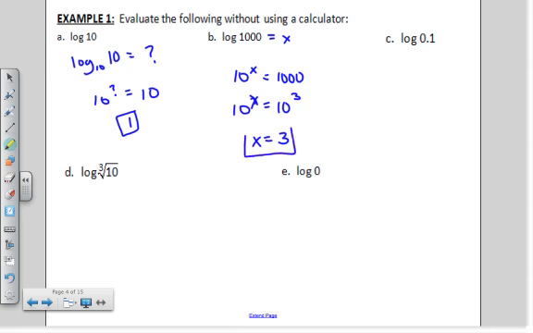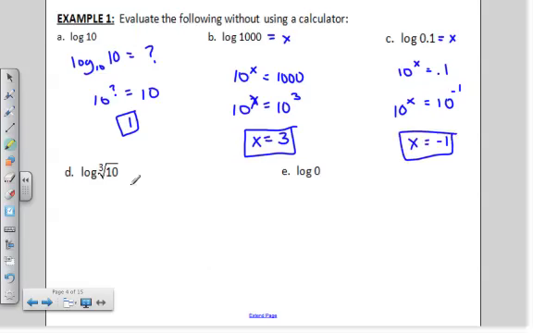Let me silence it. All right, so here I have 10 to what power is equal to x. 10 to what power gives me 0.1? Well, 0.1 is really 1/10. So that's 10 to the negative 1 equals 10 to the x. So this tells me that 10 to the x equals 10 to the negative 1, so x equals negative 1.